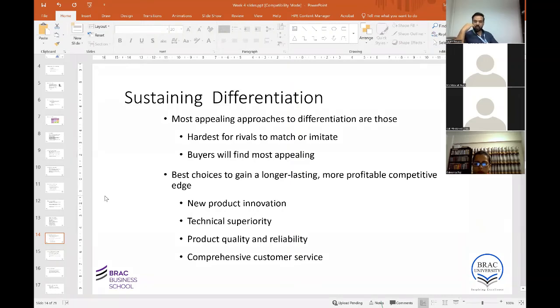So that's another reason that will help you to sustain. And sometimes it could be possible with new product innovation. You think about some technical superiority. If you're in the technical space, think about the product quality and reliability, and then obviously comprehensive customer service. So you just need to intertwine all of this together. Otherwise, it's going to be very hard to sustain your differentiation strategy.